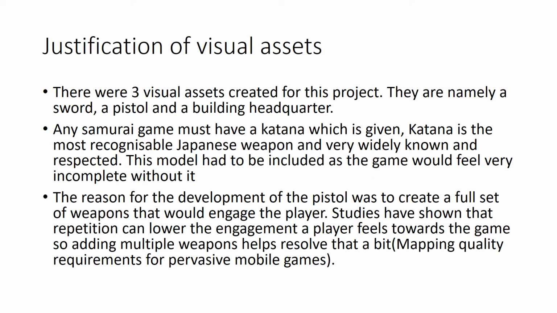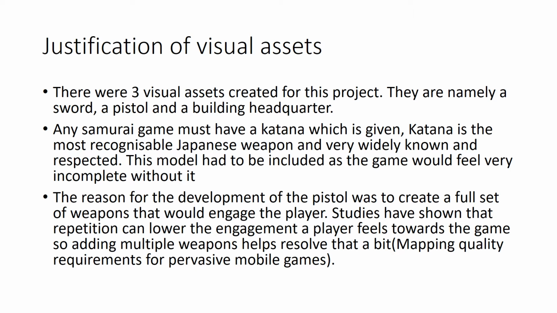Now, why did I create the visual assets that I did create? So, I created 3 visual assets. They are a katana, a pistol, and a building headquarters. Now, any samurai game throughout history has had a katana. This is one of the most iconic weapons that Japanese created throughout the war they used, and this is the most respected and well-known asset for any Japanese game. Now, this had to be included, otherwise the game would feel very incomplete without it.